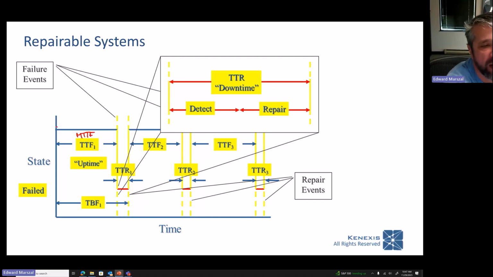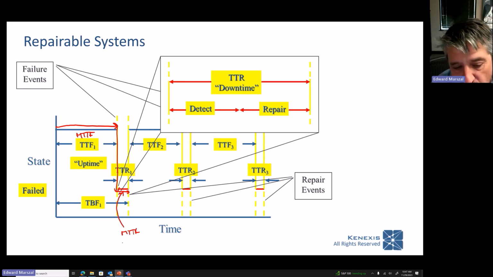So we're running, and then the failure occurs and we drop down to the failed state. And we're going to be in the failed state until we repair it. And this is going to be a term that I'm going to call MTTR, mean time to restore. I'll come back to some of the tricky terminology here in just a second. And then once you restore it, now we're back in an operational state.